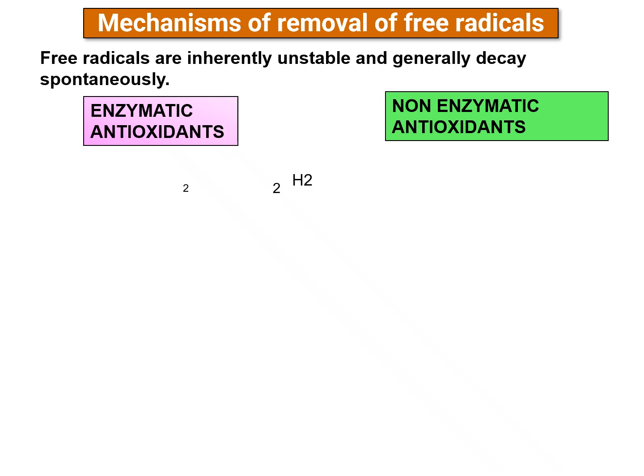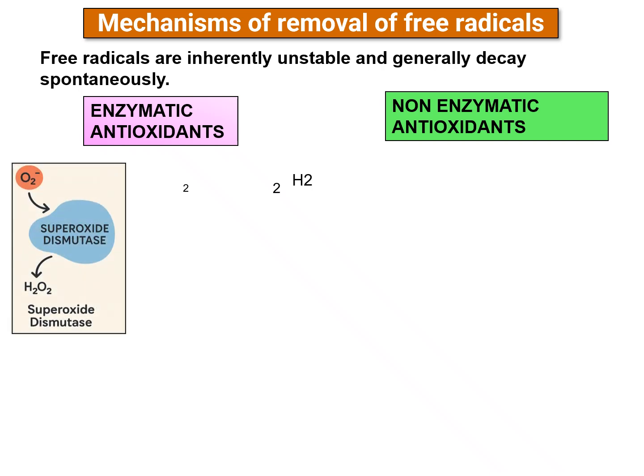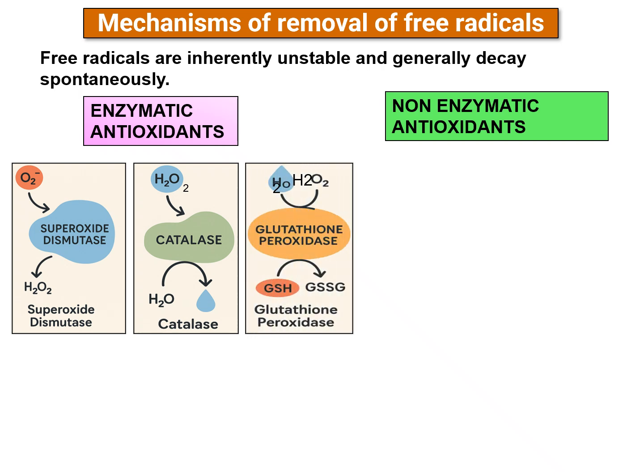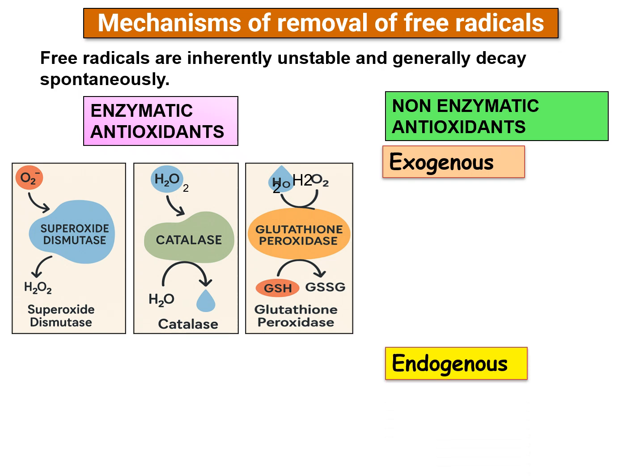So in the enzymatic antioxidants, we have superoxide dismutase, which neutralizes the superoxide anion and converts it into hydrogen peroxide. Catalase, which is present in the peroxisomes and neutralizes the hydrogen peroxide into water molecules. Glutathione peroxidase, which helps in the neutralization of hydrogen peroxide into water molecule, and in this process reduced glutathione is converted into oxidized glutathione. Coming to non-enzymatic antioxidants, we have exogenous sources and endogenous sources.